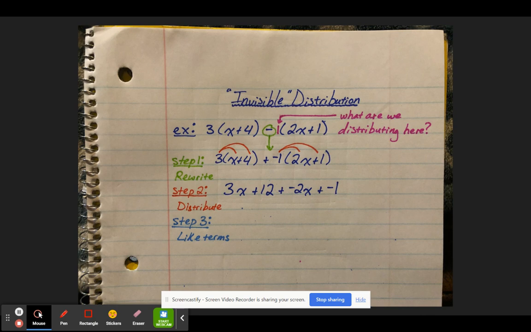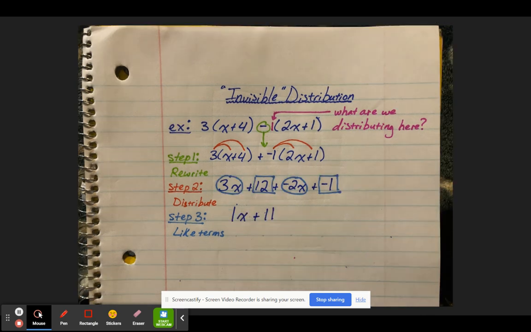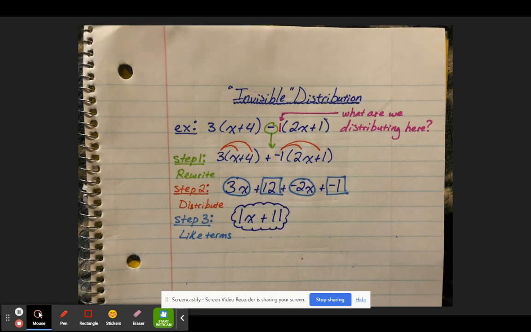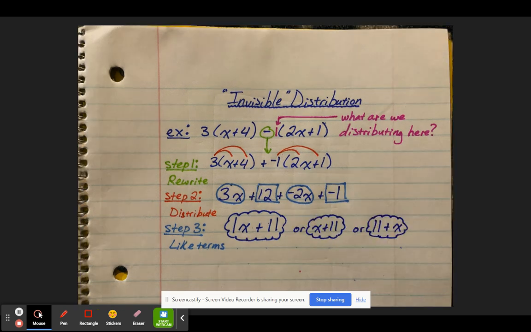Now we can combine like terms. So 3x plus negative 2x is 1x, and 12 plus negative 1 is 11. So we've got 1x plus 11, which is our final answer. That can also be written as x plus 11 because 1x and x mean the same thing. We can also flip the order around and have it as 11 plus x. Any one of those three means the exact same thing. Any one of them is acceptable as a final answer.